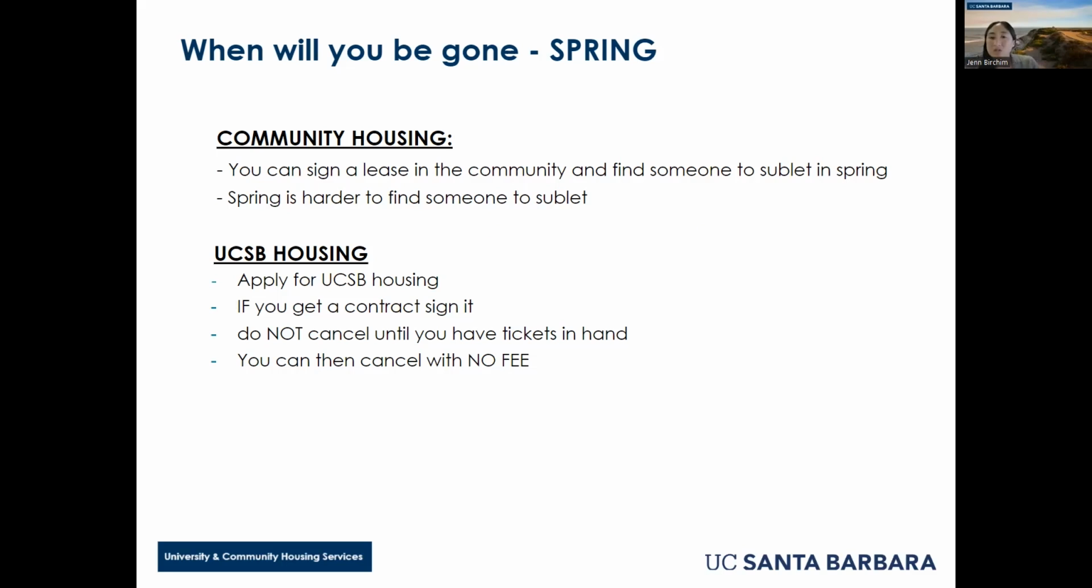For UCSB housing, if you sign a contract with us and you go abroad in the spring, you would just submit your cancellation 30 days before you leave UCSB housing, and there's no fee for canceling. In the cancellation notes, you say, I'm going abroad on an EAP program, or I'm going on UCDC, and then we'll email you to send verification to us of the program you're going on, and then we'll cancel you with no fee.